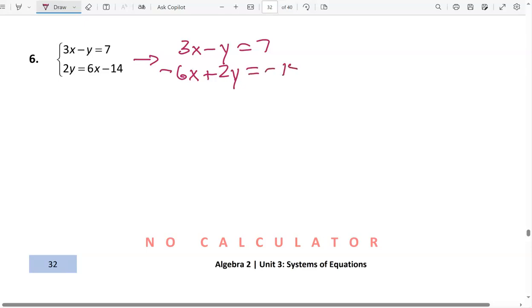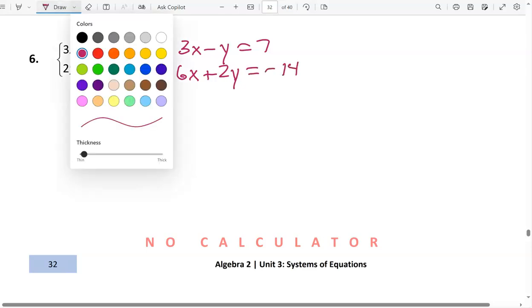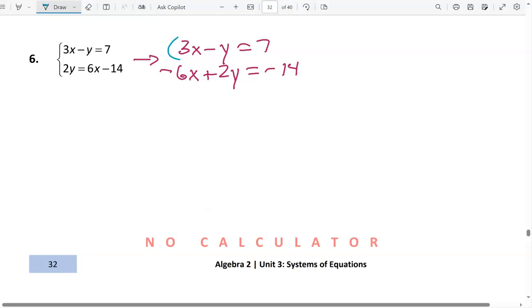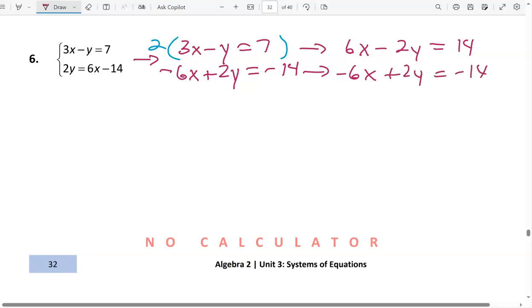And then let's take and multiply the first equation by 2, and that will accomplish opposite x coefficients. So 6x minus 2y is equal to 14, and I'll just bring over the second equation. And when we add these two equations together, we get 0 on the left and 0 on the right. That is always true. That means that there's an infinite number of solutions, but we still need to give our general solution.